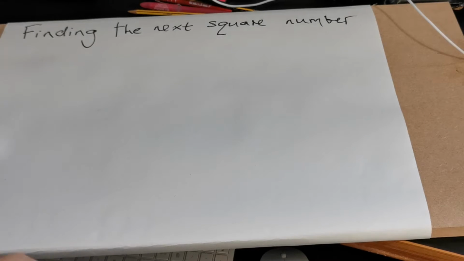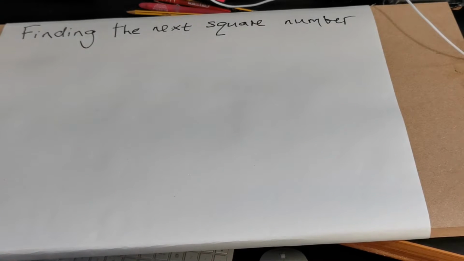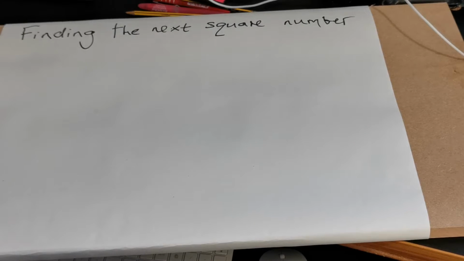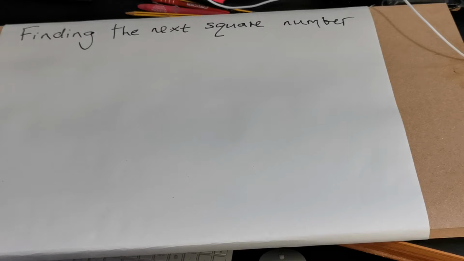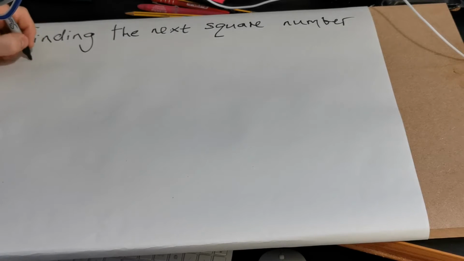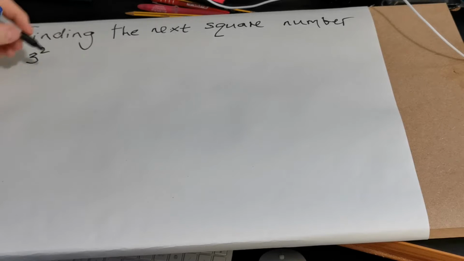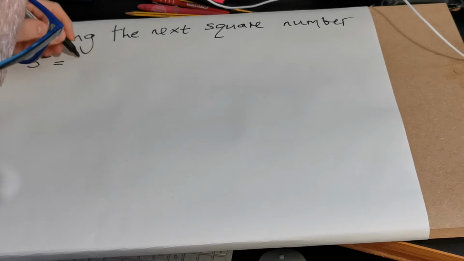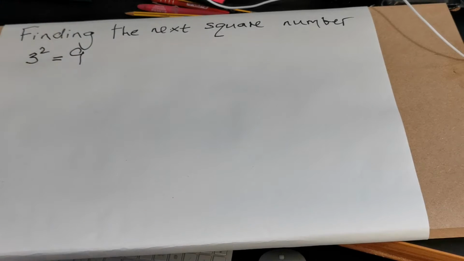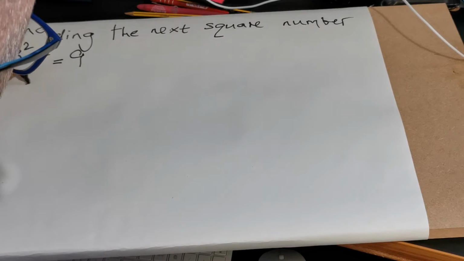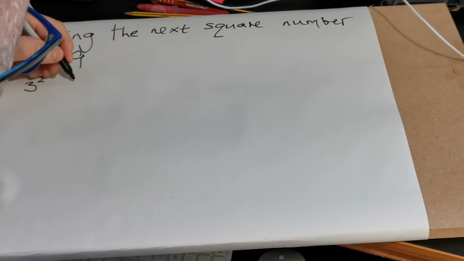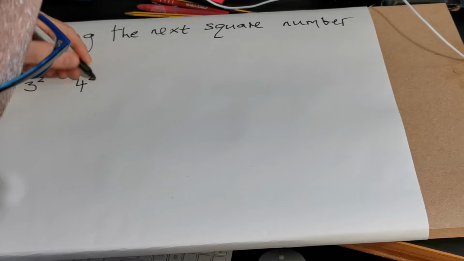Hi guys. Another one of my favourite little maths tricks is about finding the next square number. To give you this as an example, if you know 3 squared, which is 9, and you want to find the next one, so that's 4 squared, so I've got 3 squared and 4 squared.